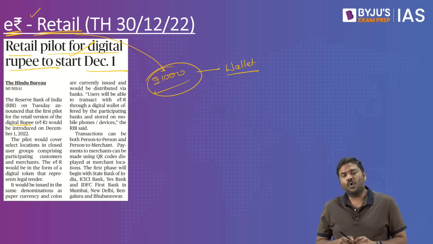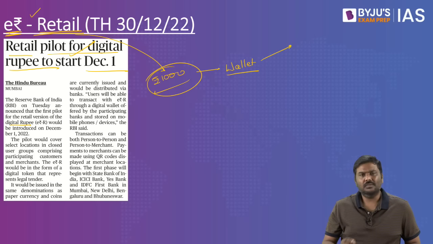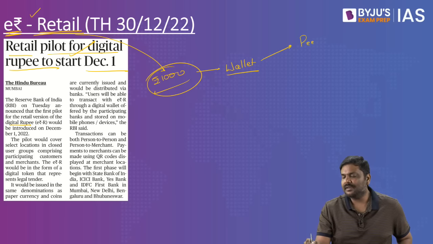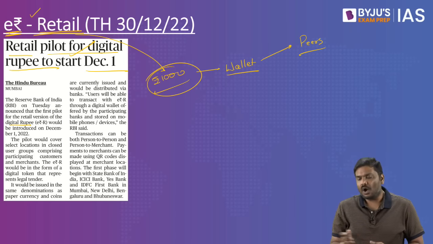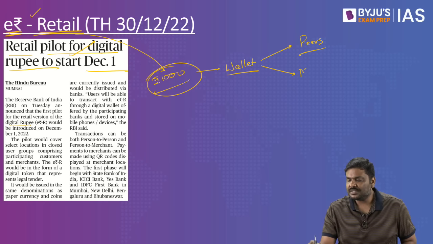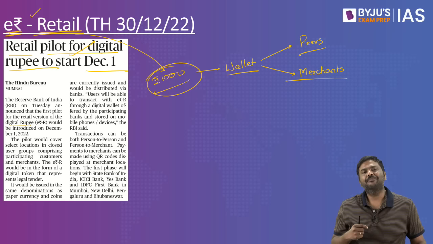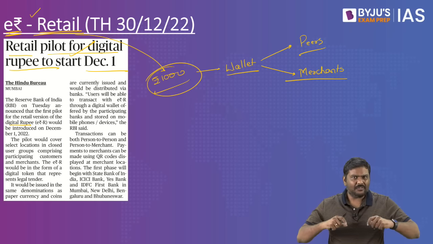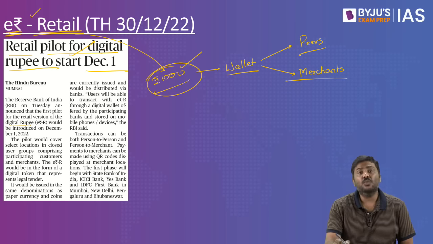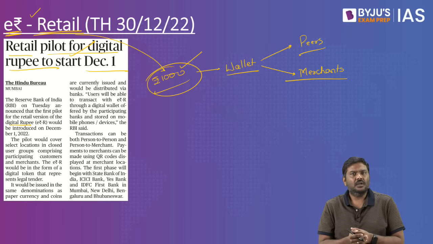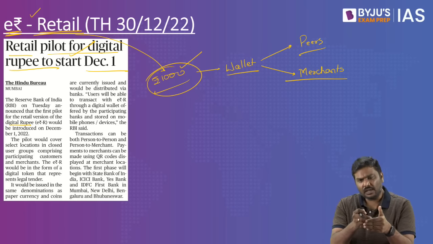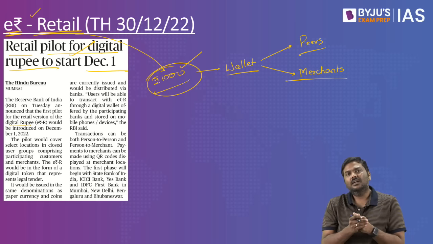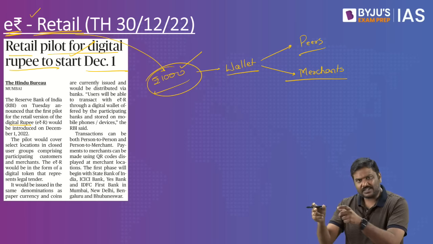And now from the wallet, you can transfer it to your peers, that is, let's say your friends, family, etc., who again have this digital wallet, or you can make a payment to merchants using their QR code. So in simple terms, the idea is that rather than having to carry physical cash, now a digital version of the cash can be carried. This can be transferred from one digital wallet to another wallet, whenever you want to transfer it to, let's say, your friends, or you want to make a payment.